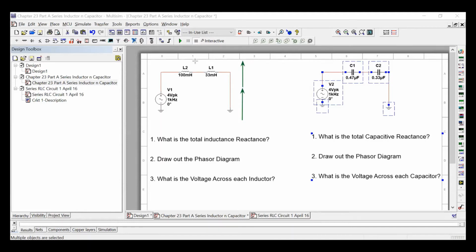So the first thing we want to do is find XL1 and XL2 on here. First of all, find XL1 and XL2 for me. So let's see who wants to get on this. Okay, anybody. The first person that gets it gets a candy bar, a virtual candy bar.